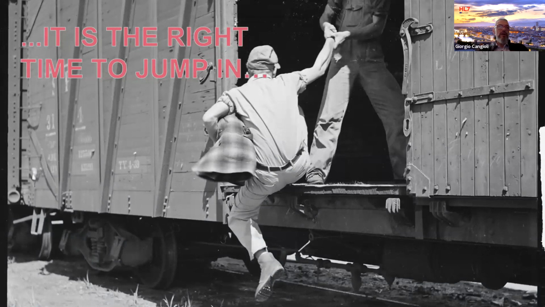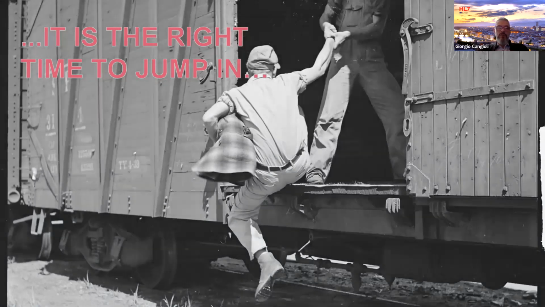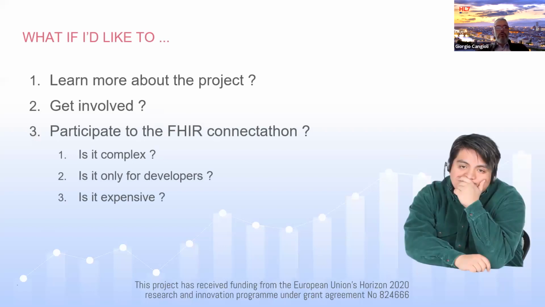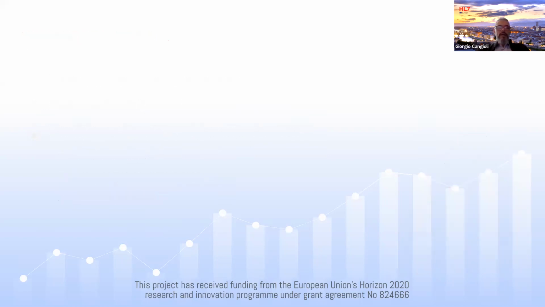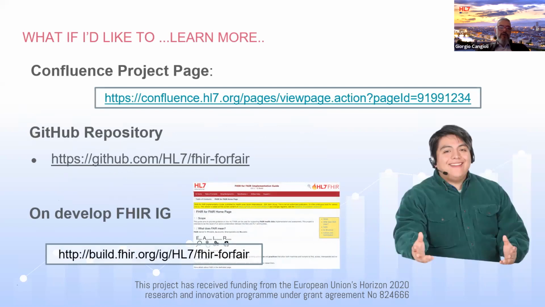And if you would like to have more information about how to learn more about the project or to get involved, or also to better understand what it means to participate in a FHIR Connectathon, next slide. You have a Confluence page for the project that will be kept updated about the progress of that HL7 project. There is already a GitHub repository with the source for that implementation guide, and you can follow day by day the development of that guide from the build.fhir.org site.